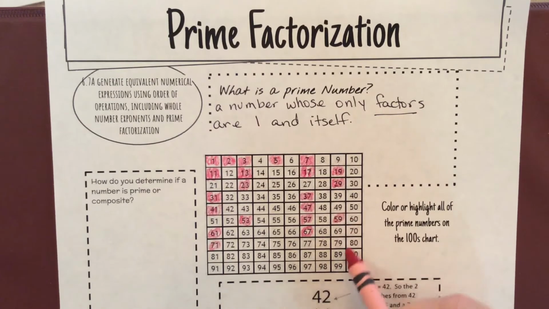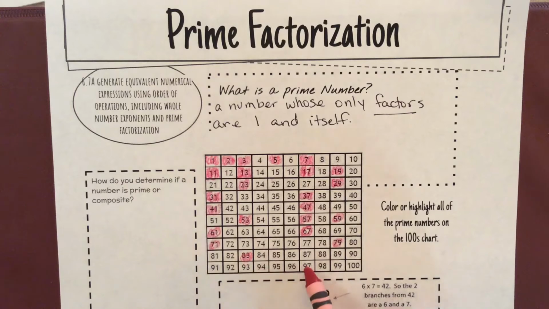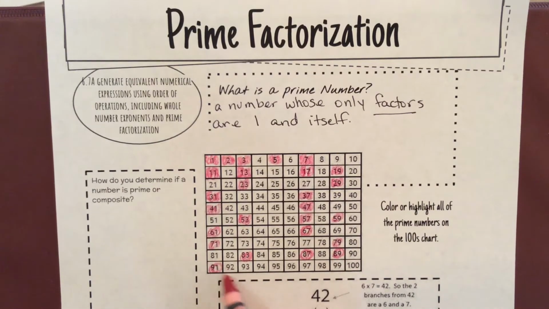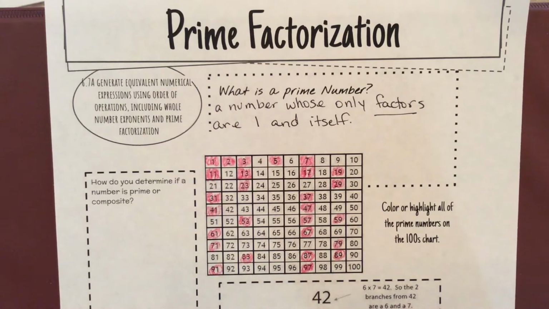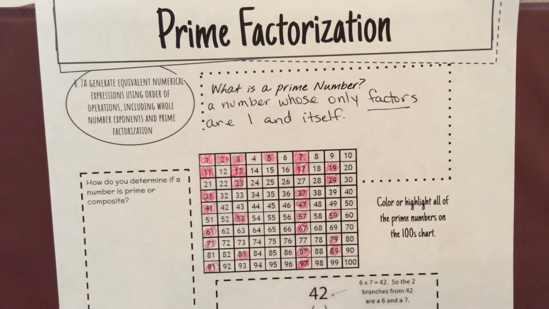I think I missed 59 and 79. Okay. 81. Let's see. 83 is prime. 87 is, I believe, prime. 89. 91. 97. Those should be, I believe, all of your prime numbers up to 100, okay? And we can double check it too.